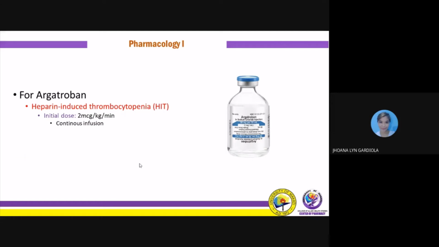So now when we look at argatroban, it's a little different because it's a weight-based dosing. And remember, we use this for heparin-induced thrombocytopenia or HIT. And the way it works is we have an initial dose of 2 micrograms per kilogram per minute, and it's a continuous infusion, wherein we monitor the patients to see if their platelets come back so we can adjust it accordingly.